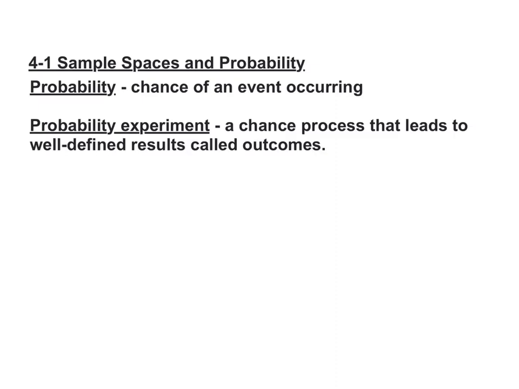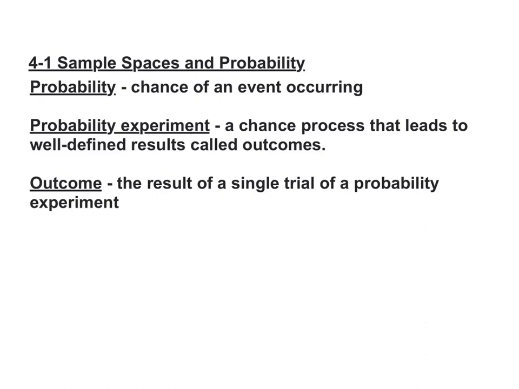Next, a probability experiment is a chance process that leads to well-defined results called outcomes. So when you conduct a probability experiment, the thing that happens at the end of the experiment is called the outcome. For example, if my probability experiment involved how many times I got a heads when I flipped a quarter, whether I got a head or I got a tail, that would be the outcome. Next is the outcome. That's what we're talking about. The result of a single trial of a probability experiment.